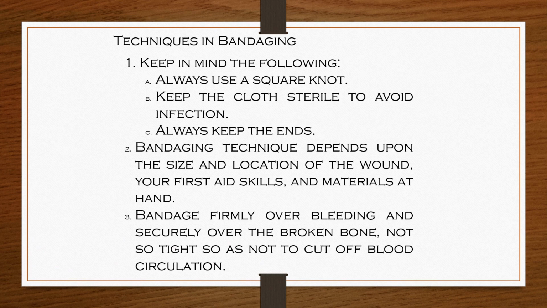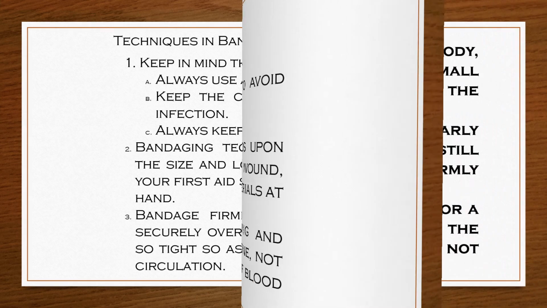Techniques in bandaging. Keep in mind the following. Always use a square knot. Keep the cloth sterile to avoid infection. Always keep the ends. Bandaging techniques depend upon the size and location of the wound, your first aid skills, and materials at hand. Bandage firmly over bleeding and securely over the broken bone, but not so tight as to cut off blood circulation.